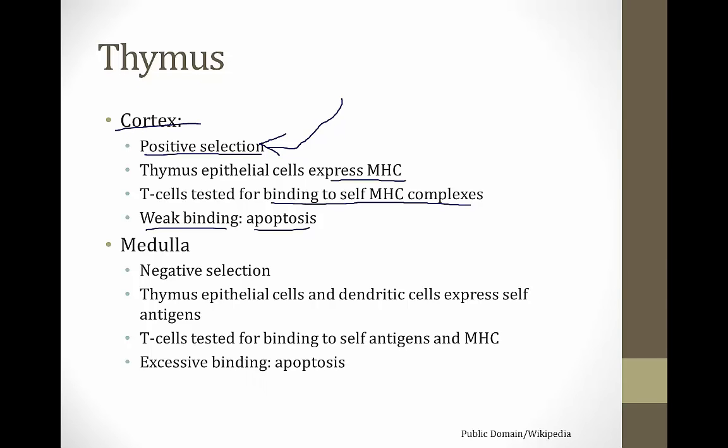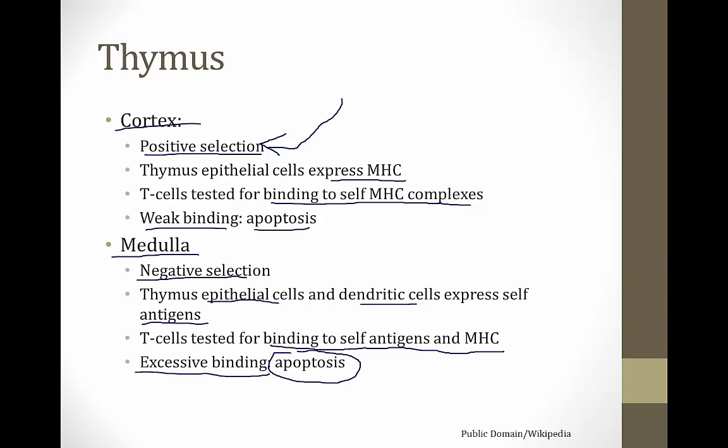After cells survive the cortex, they migrate to the medulla, which is the inner portion of the thymus. In the medulla, a process called negative selection occurs. Thymus epithelial cells and dendritic cells will express self-antigens in the context of MHC. T cells are tested for their binding to self-antigens in MHC. If they bind too strongly, they will undergo apoptosis. This is a very important process to prevent autoimmune diseases.